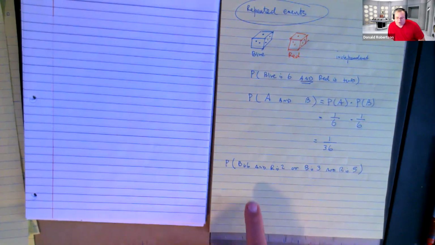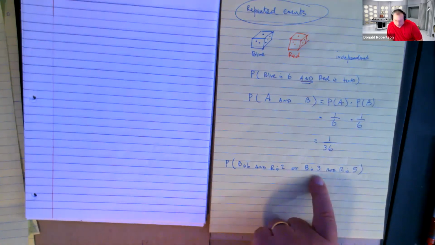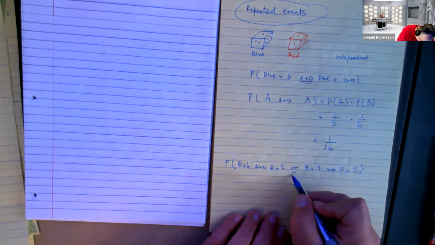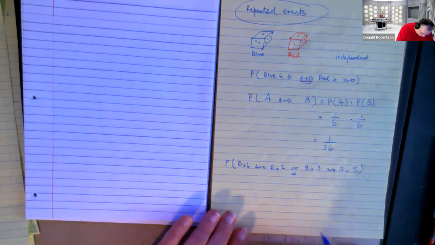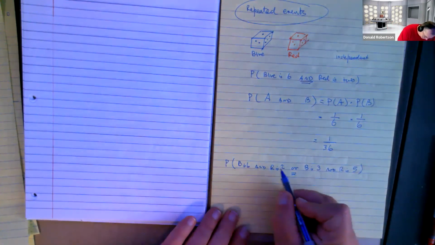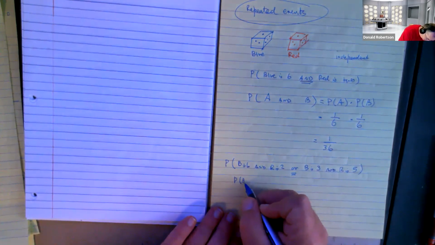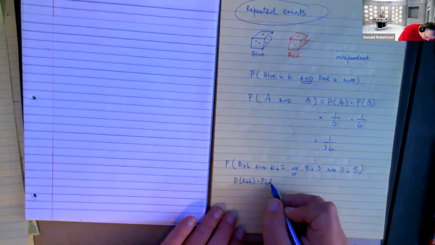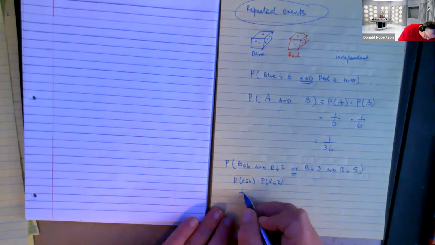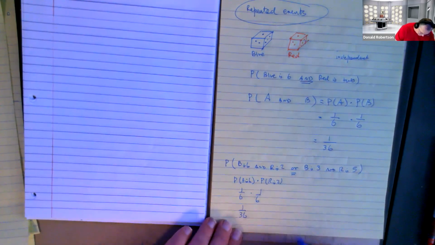Now, this is a complicated probability because it's really made up of a number of things happening. This guy or this guy. So the first thing I'm going to look at is the or. Now, what's the probability that you get 6 and then a 2? Well, that's going to be the probability that the blue one is a 6 times the probability that the red one is a 2. And that ends up being 1/6 times 1/6, which we know is 1/36.